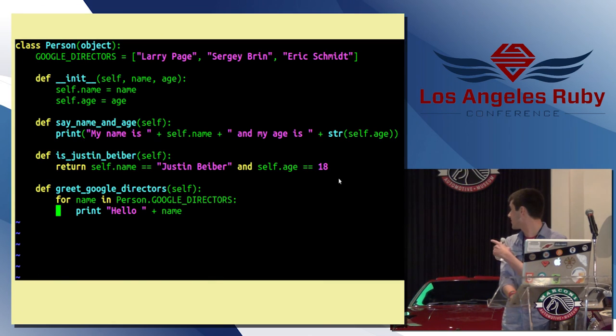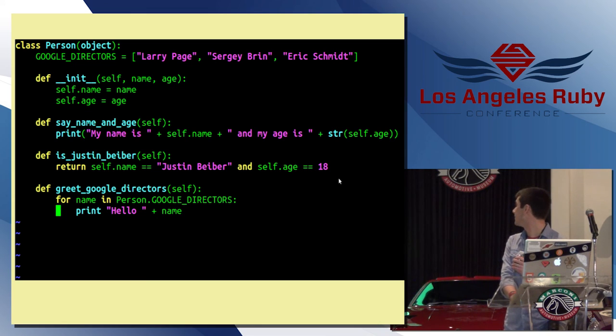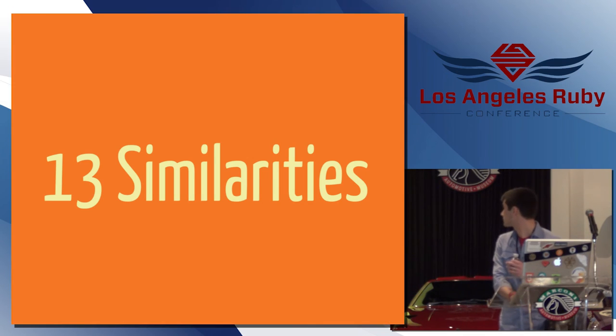I mean, I guess you'll see that the methods don't have an end. They just have a def. We'll talk more about that in a minute. But overall, the design is very, very similar. So let's look at 13 similarities between the languages.